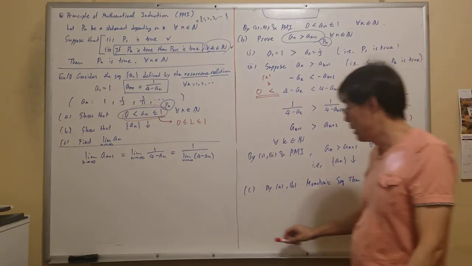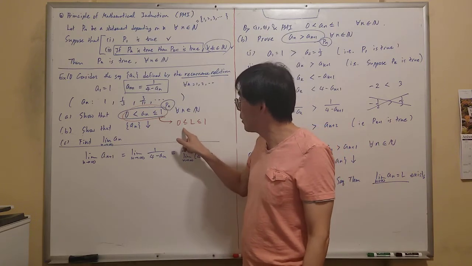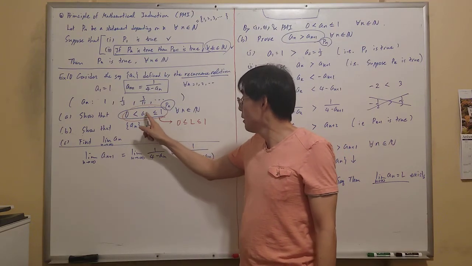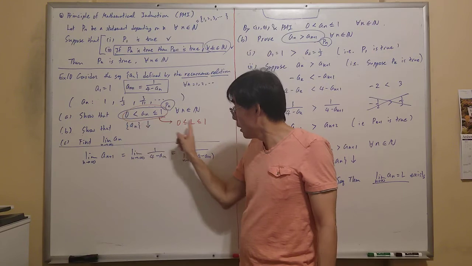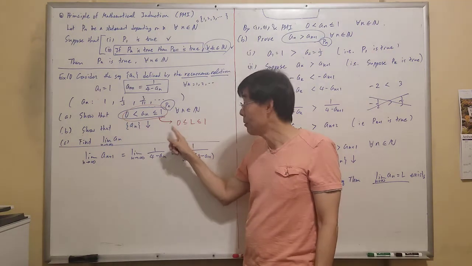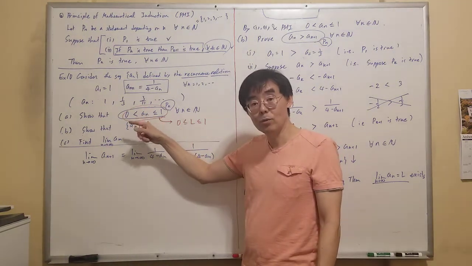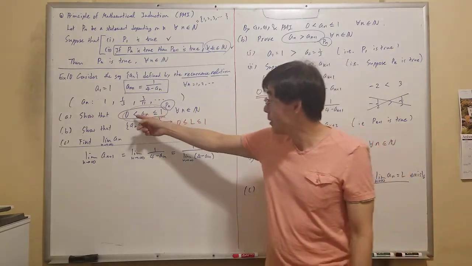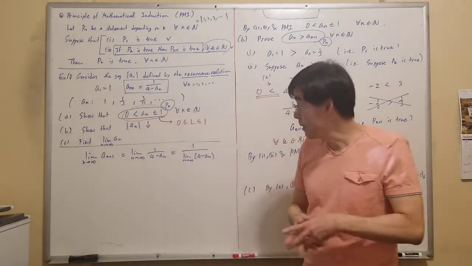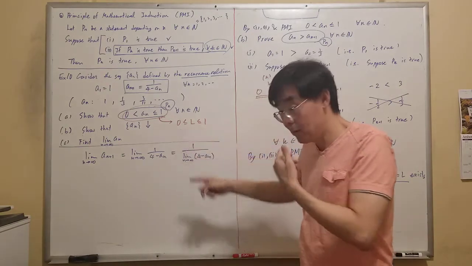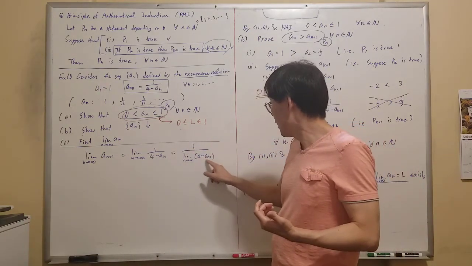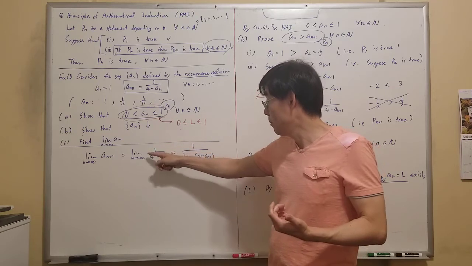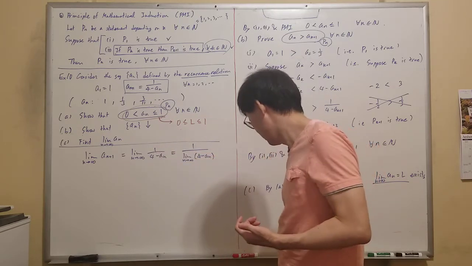Here, L is greater than or equal to 0, less than or equal to 1. Even though A_n is always positive, the limit could still be 0. Think about 1 over n. 1 over 2, 1 over 3, 1 over 4, 1 over 100, 1 over million. Everything is positive, yet the limit could be 0, right? So anyway, we know that L should be between 0 and 1. So this will never be 0. That's why you can split the limit over division.